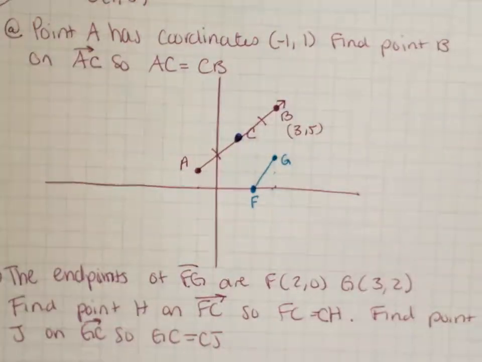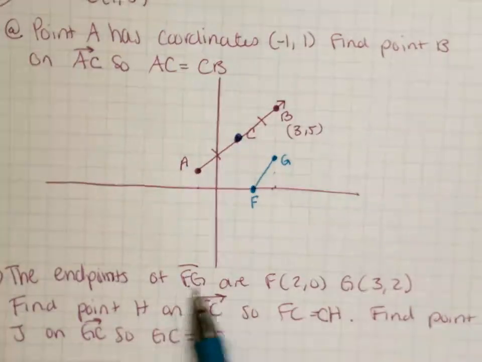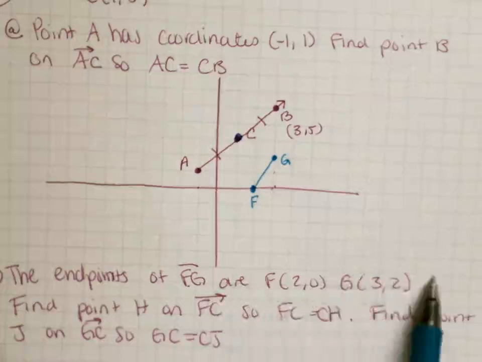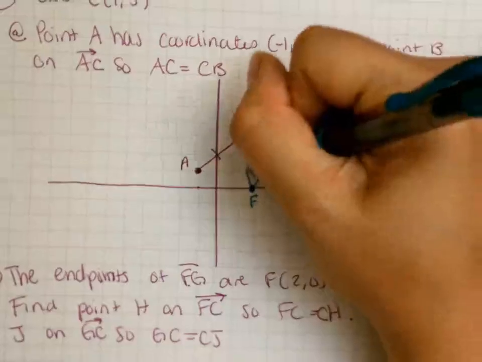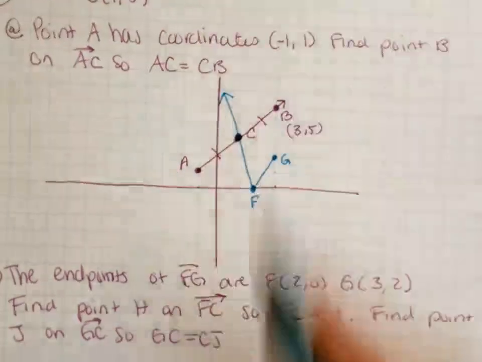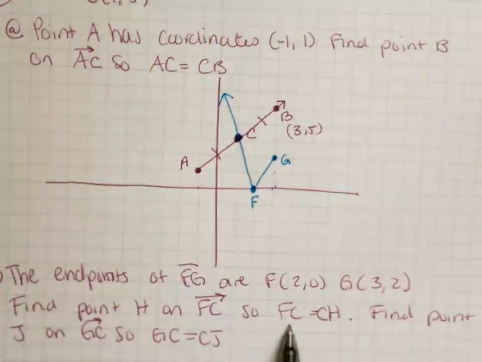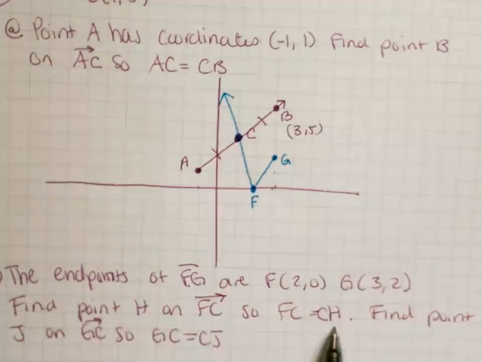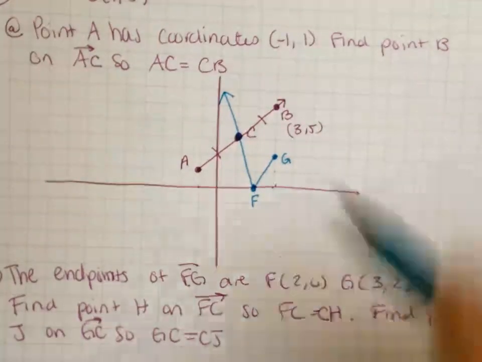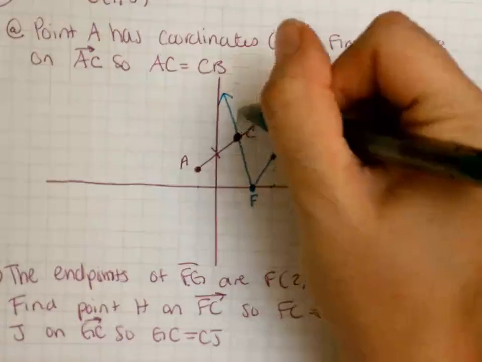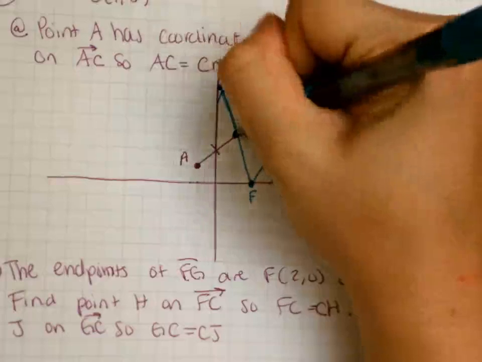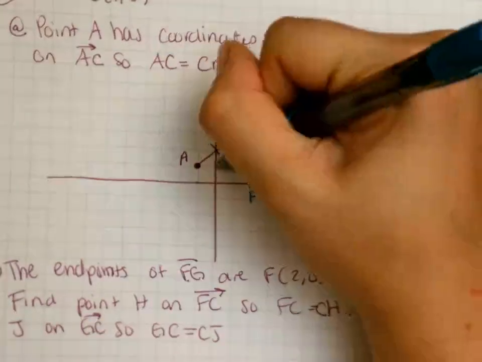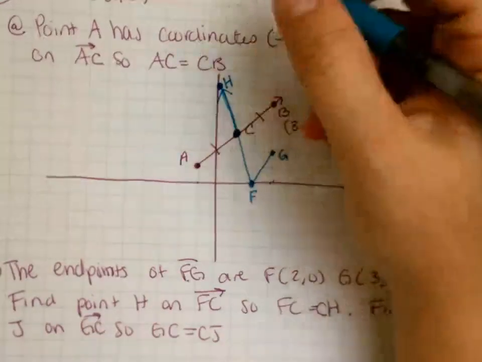So it said, the endpoints of FG are here. Find point H on FC so that FC is equal to CH. Okay, so up 3 over 1, up 3 over 1. That would be at 0, 6.